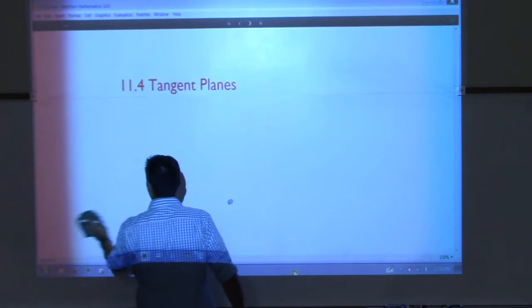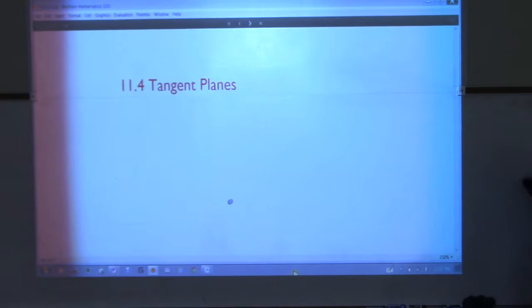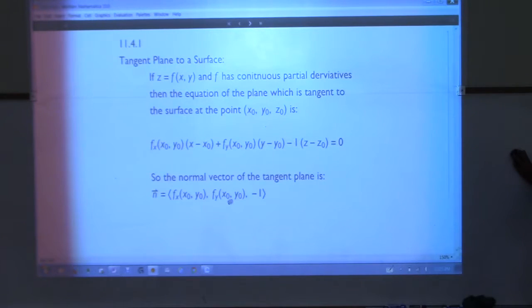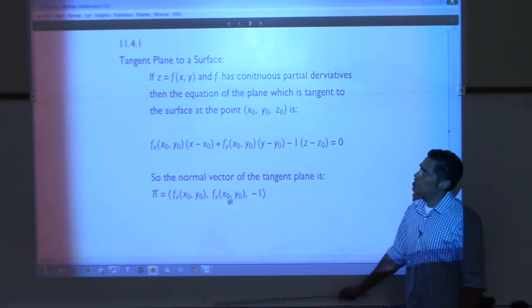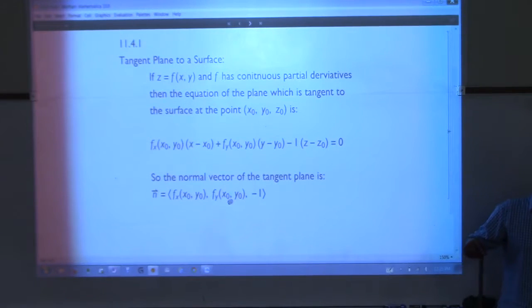The reason why I want to do this is because this is super, super fast. There's not a whole lot here. It's just one quick formula. We don't have to prove this. I'm just here to provide it for you, all right? Tangent planes to a surface. Now we bring this all together and you get a formula.